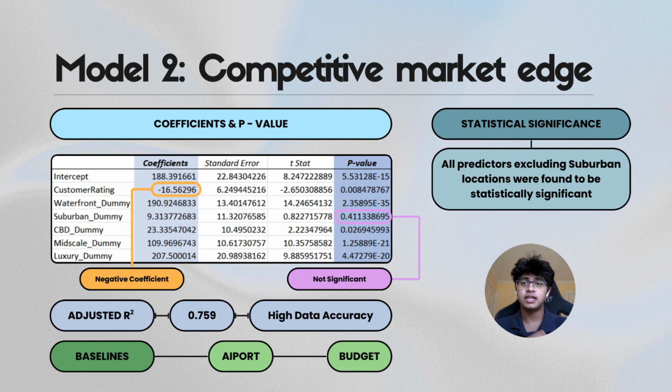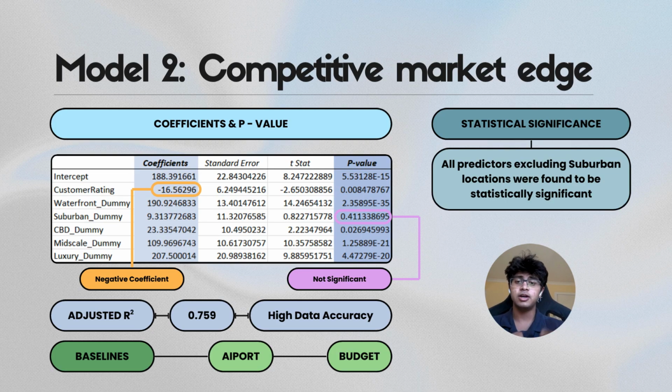In this, we found that our second model actually yielded a strong adjusted R-squared score of 0.759, proving that location, hotel type, and ratings account for nearly 76% of average room price variation. It should be noted, however, that airport and budget were chosen as baselines, as they were found to have the lowest average room price categorically.